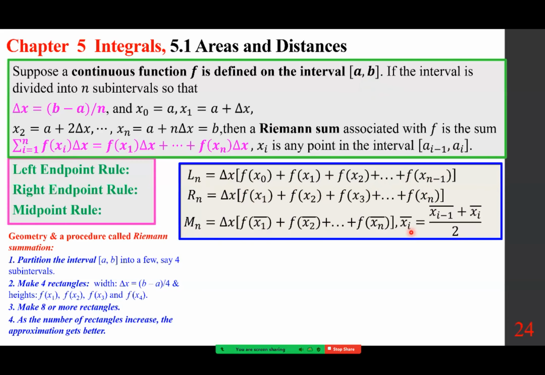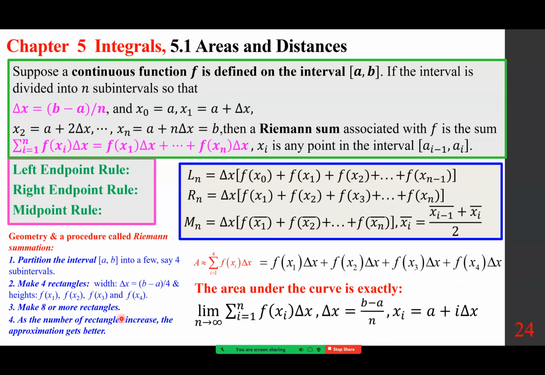And so this is the approximation for 4 subintervals. A is the summation of i equals 1 to 4 of f of x_i delta x. And here's what we have: f of x_1 delta x, f of x_2 delta x, all the way to the fourth one. However, as n gets larger, the approximation gets better. When n goes to infinity, it becomes identical to the area under the curve. And what do we mean by that?